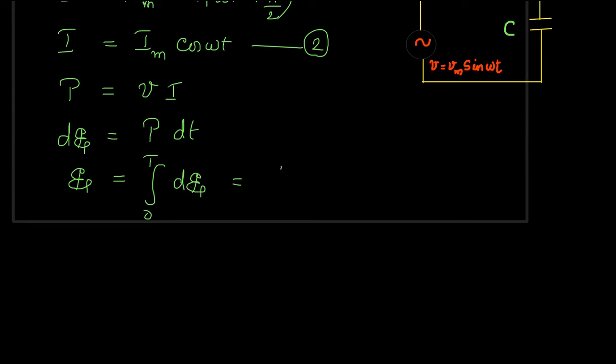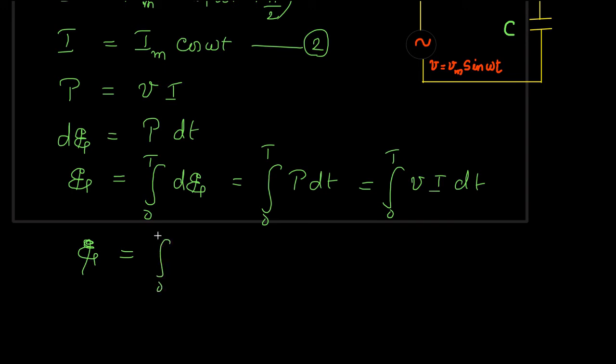That is integration from 0 to t P dt. We know P equal to voltage into current, VI into dt. Substituting, total energy dissipated in the circuit is integration from 0 to t Vm sin omega t into Im cos omega t into dt.